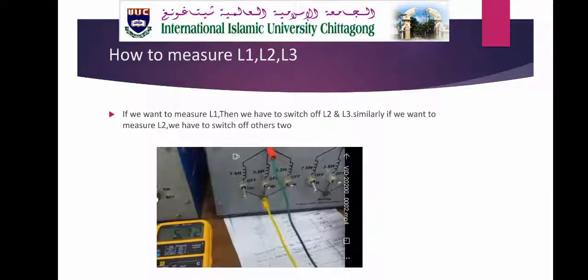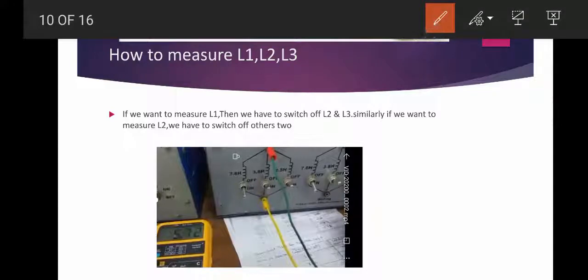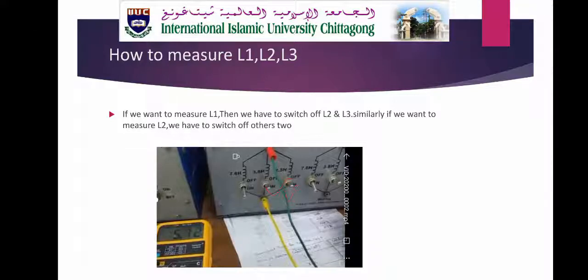How to measure L1, L2, L3. If we want to measure L1, then we have to switch off L2 and L3. Similarly, if we want to measure L2, we have to switch off the others too. Similarly, we can measure L3.